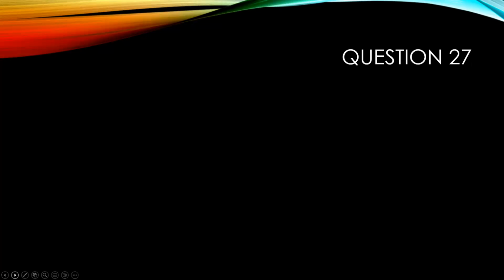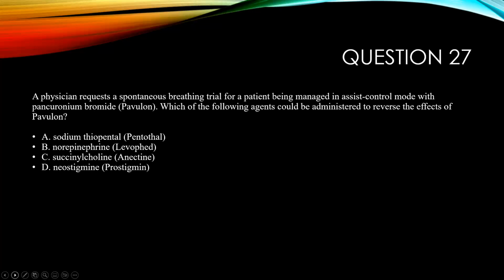Question 27. A physician requests a spontaneous breathing trial, SBT, for a patient managed in assist control mode with Pavulon, or pancuronium bromide. Which of the following agents should or could be administered to reverse the effects of Pavulon? A, Pentothal. B, Levophed or norepinephrine. C, succinylcholine or nicotine. D, neostigmine. The correct answer is D, neostigmine.